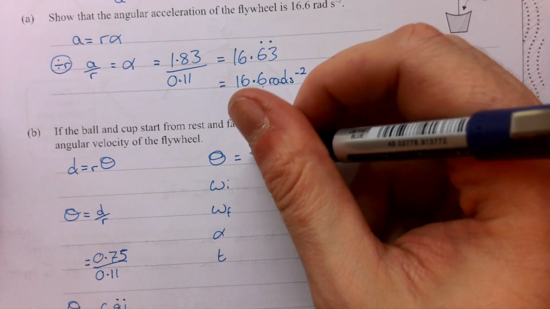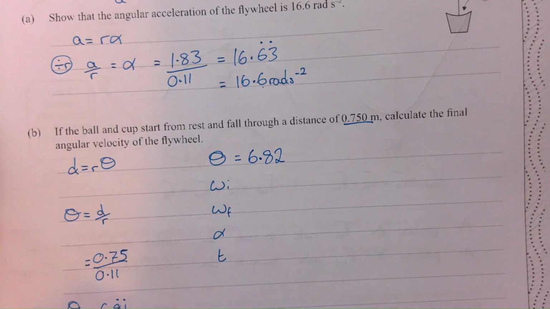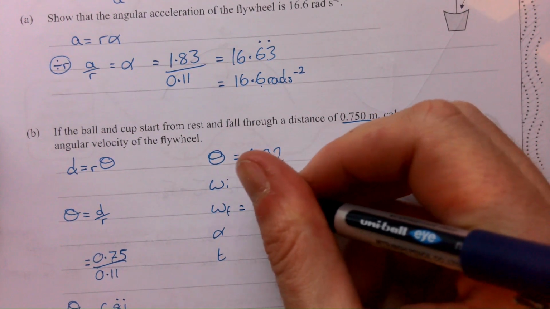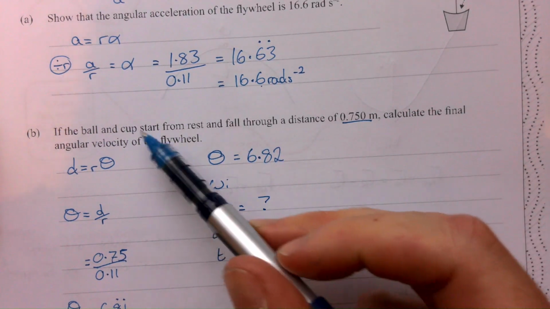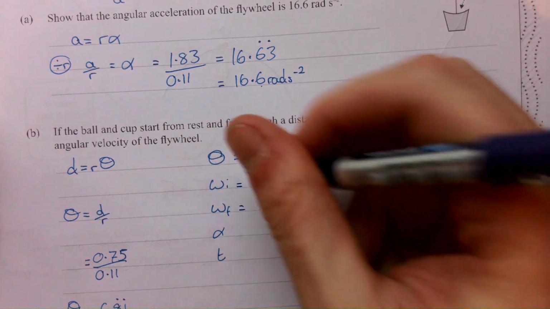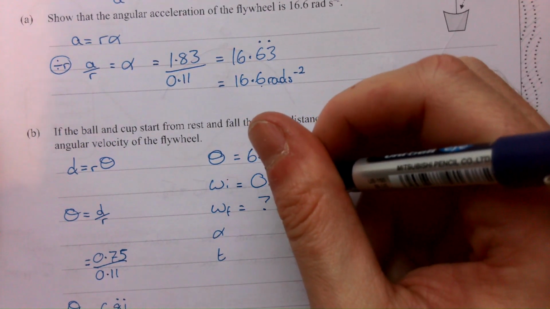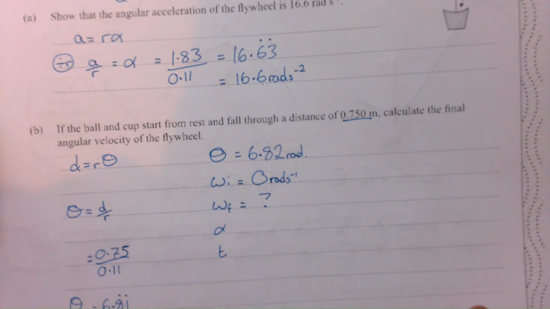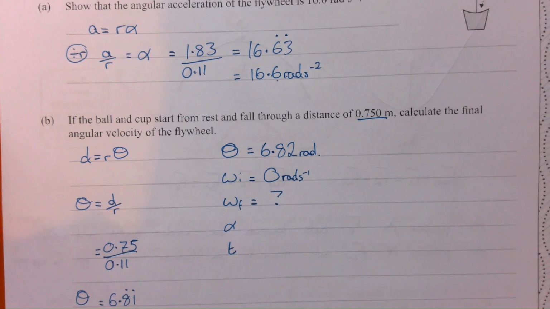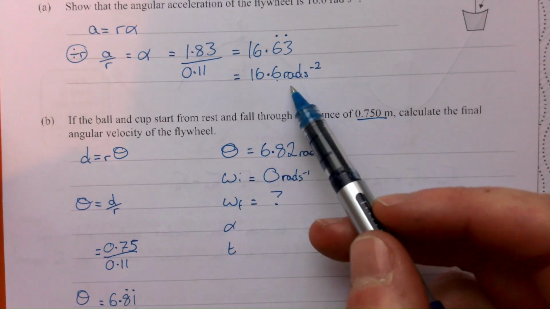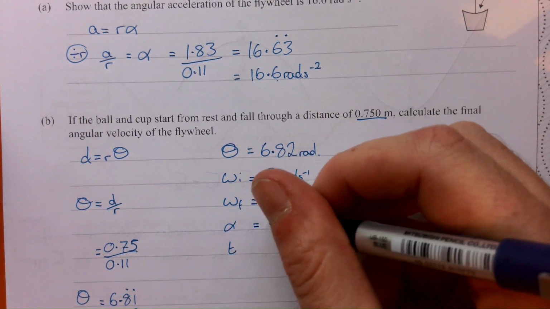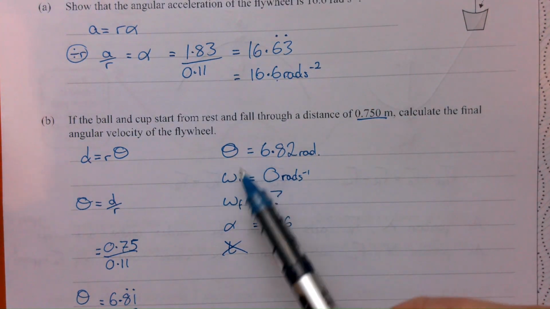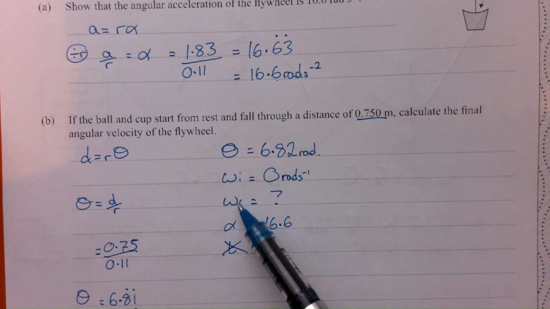We can throw that into our list of values here. Now we're interested in finding the final angular velocity, so I'm going to put a big question mark here straight away. We are told that the ball and cup start from rest, therefore our initial angular velocity will be 0 radians per second. So I should add my units as well. And as we've just worked out our angular acceleration above, we can put that in here like so. So we have three values, theta, omega i, and alpha, and we want to find omega f.